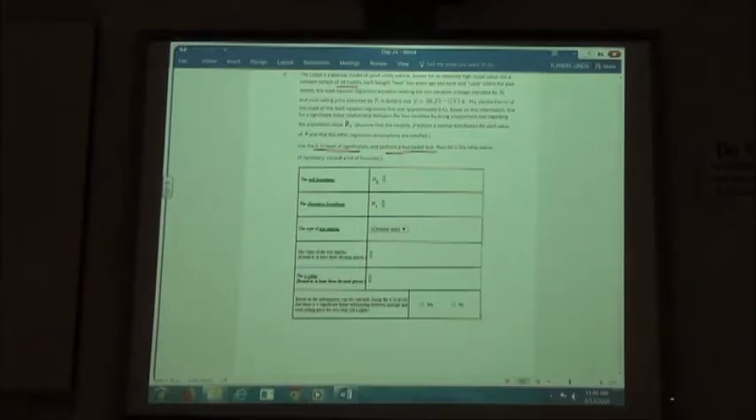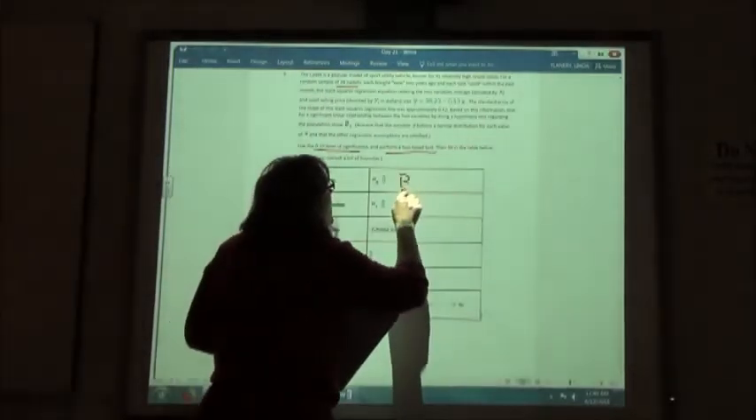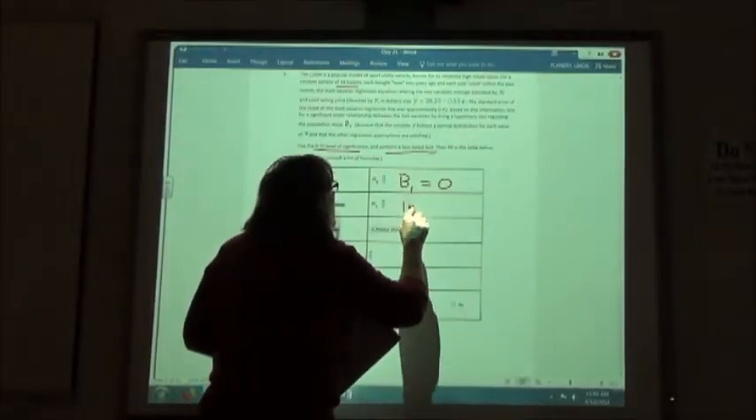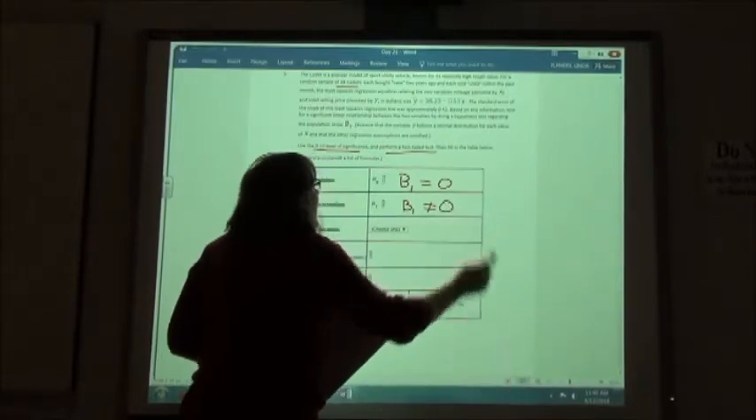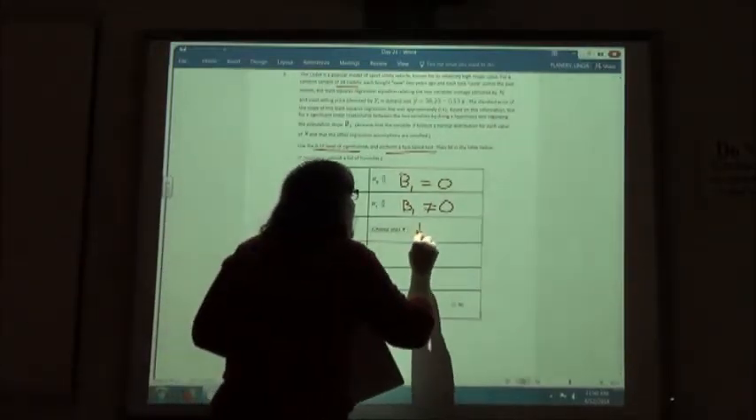So again, we're doing a two-tailed test. We know with a two-tailed test, we either have equals or not equals. So the population slope B sub 1 either equals 0 or B sub 1 does not equal 0. Since we're doing the standard error of the slope, we are going to do a t-test.